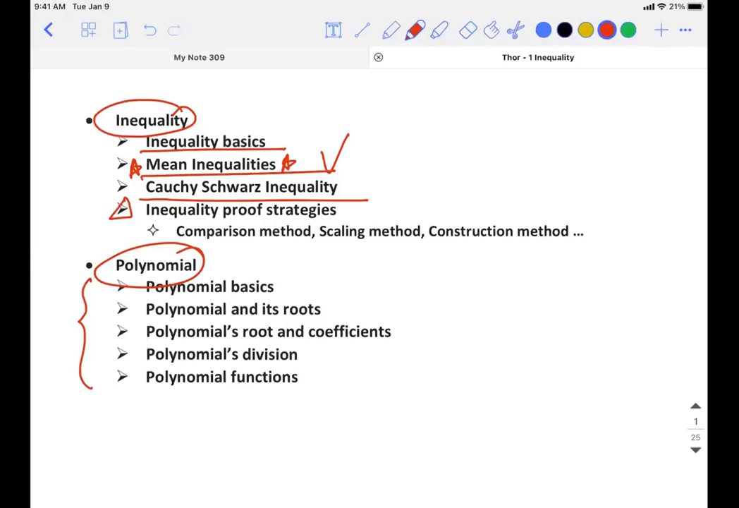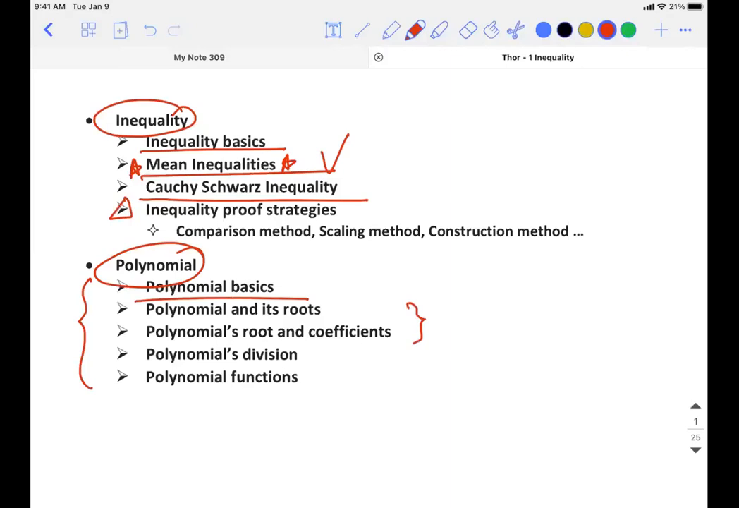These are all considered to be a type of polynomial. So again, we're going to get started with the polynomial basics, talking about the basic concepts of polynomials. And then moving forward, we're going to spend some time talking about two very important concepts. One is the polynomial and its roots. And the other is the relationship between the polynomial's roots and the coefficients, aka our Vieta formula.